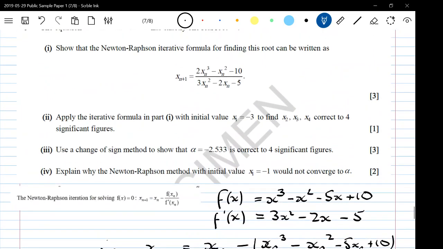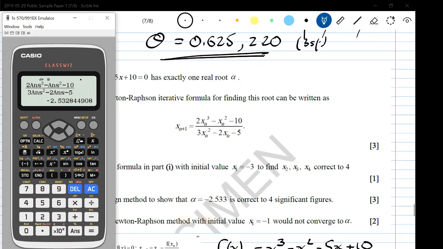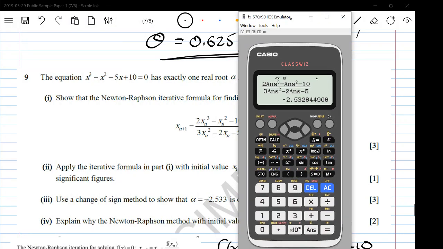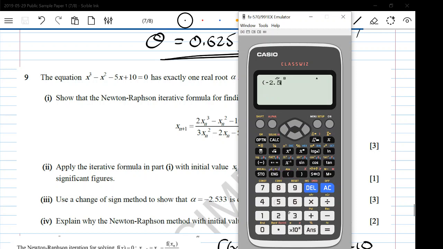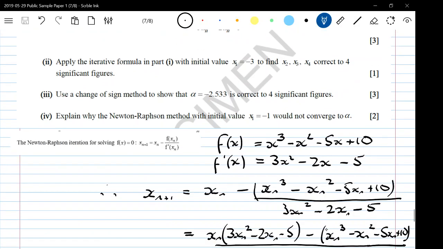What was the formula? It's up there somewhere at the top. So we are going to do minus 2.5325 cubed minus minus 2.5325 squared minus 5 lots of minus 2.5325 plus 10, and that gives me 0.00661.